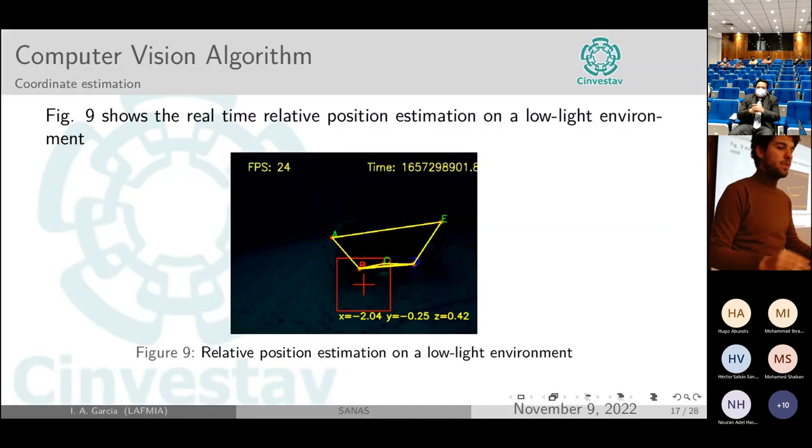Now that we know this, this figure shows the real-time algorithm working on the BlueROV2 platform. Below, it shows the lights that are detected. This is a low light environment estimation. It works in both low light environments and high lighting conditions as well. Here the figure shows the detected marker, and in the bottom of the frame we can see the coordinates that are estimated by this algorithm.